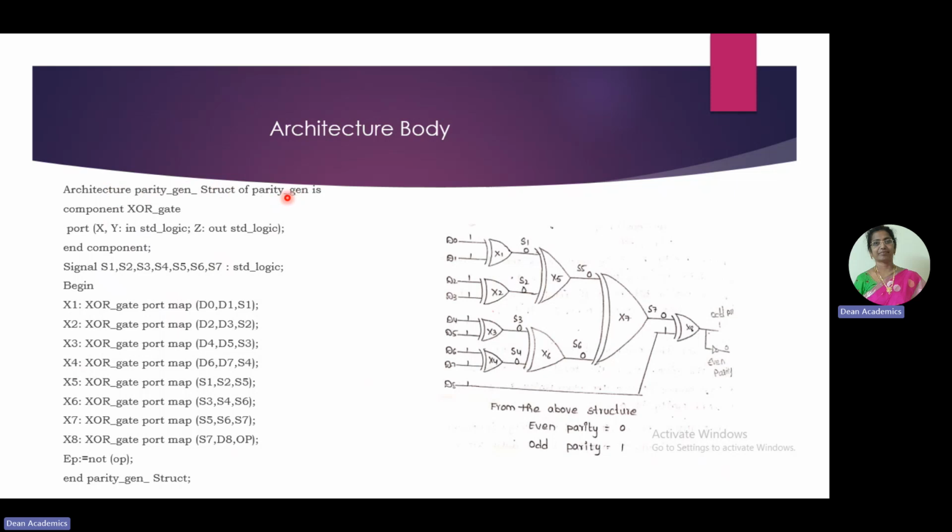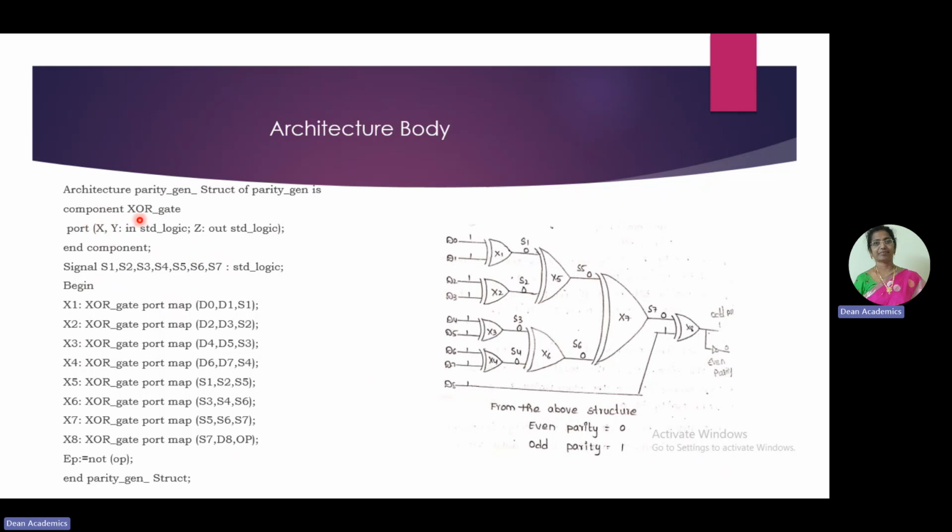Architecture, name of the architecture, of which entity, that is parity gen, is the name of the entity, is component. And here we have used all exclusive OR gates, therefore XOR gate. Component declaration and signal declarations we have to declare before we write the begin statement in the architecture body. Therefore, we are writing component declaration here, component XOR gate. Before we use these components, one thing we have to ensure is that components used in the architecture may be the ones that were previously defined as part of the design. Otherwise, they should be part of the library, so then only the program will understand.